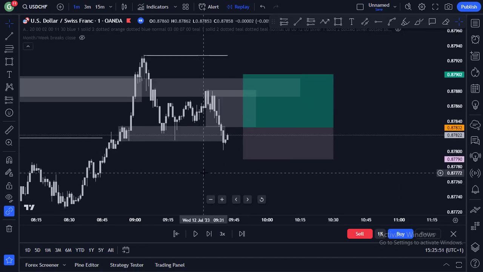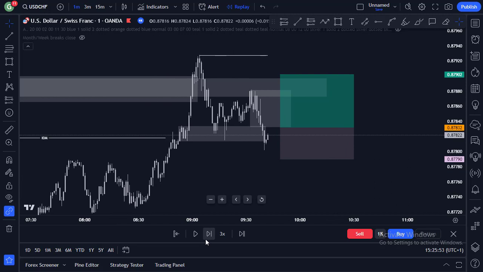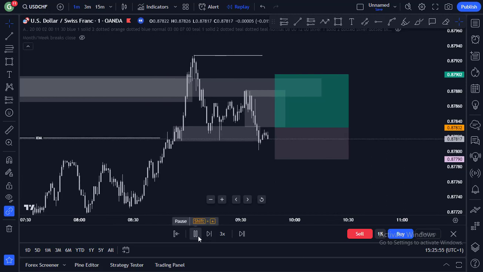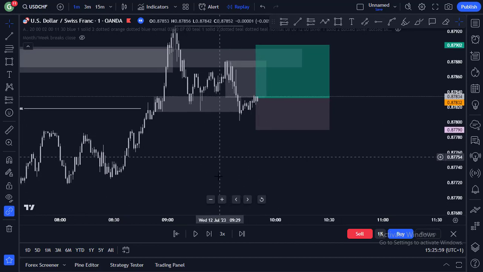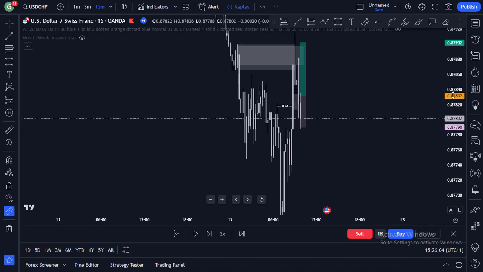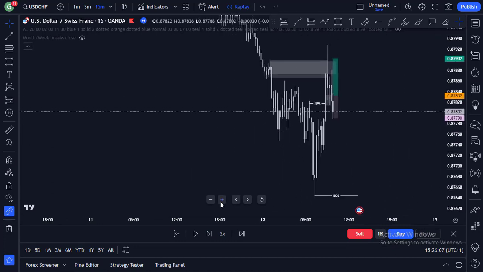Let's see if this is going to be a valid trade, if it's going to be a win or a loss. So we're going to play this and see what happens. So we've been mitigated into this trade. We are in this trade now. Let's see how it plays out. We'll go to the 15 minutes to make this faster. Okay, so we're going to play price and see what price does.